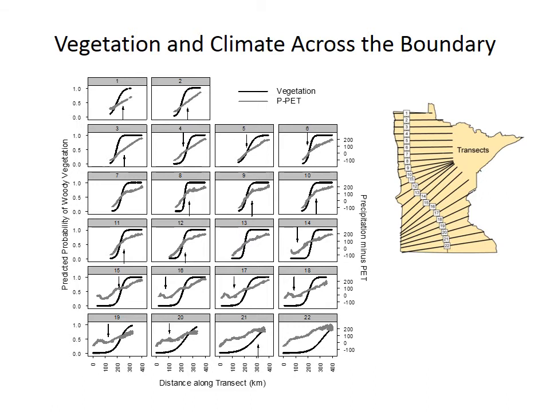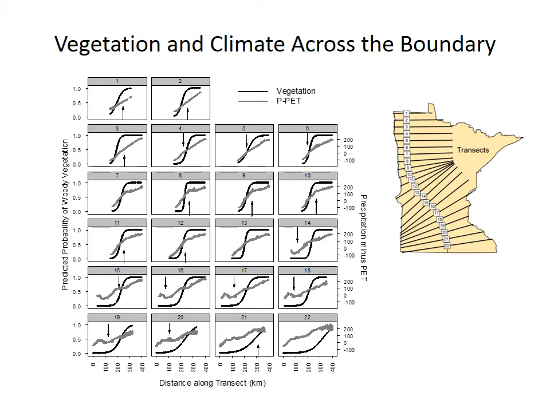And this is what we found. So there are 22 little graphs here that correspond to those 22 transects. And the distance along each transect goes from 0, which is at the west, to about 400 kilometers, which is the east end of each of the little black lines.